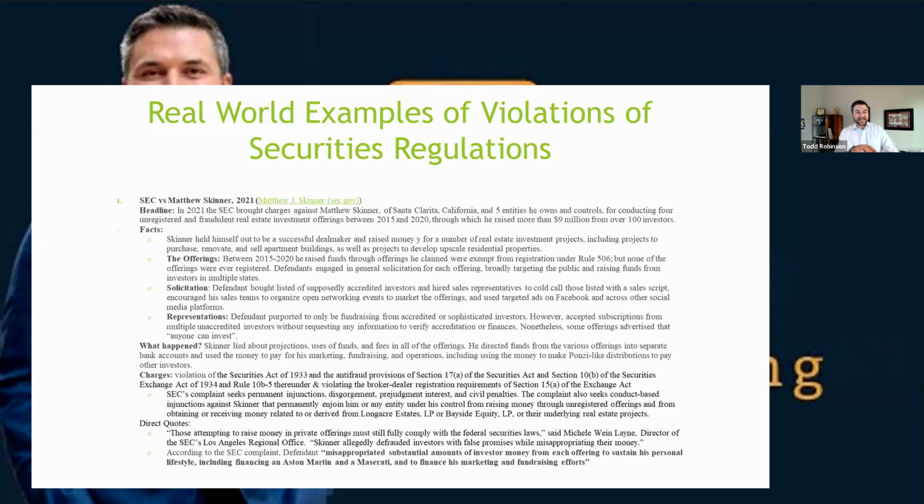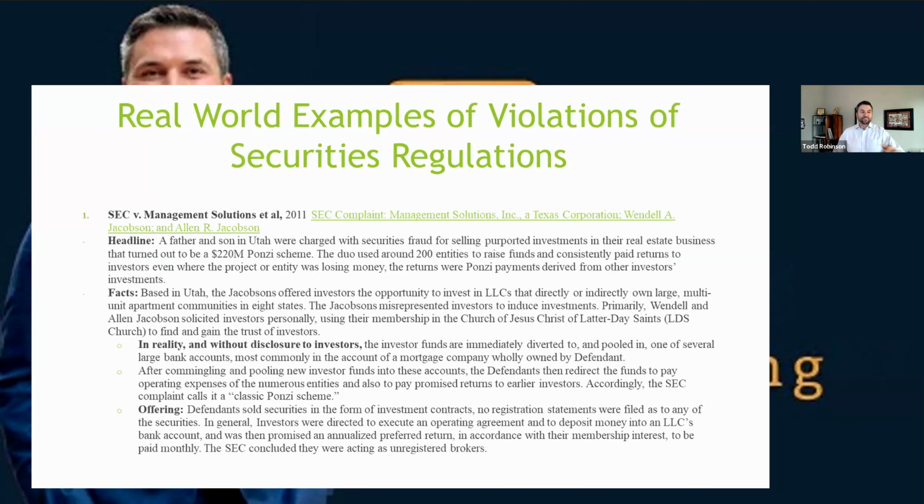So this guy was lying about projections, using funds. He was using funds in his fees from other deals, and directing it to other transactions and other bank accounts. So obviously that's a Ponzi scheme, and his investors reported it to the SEC, and he was charged. They seek disgorgement, prejudgment interest, civil penalties. It's a real mess.